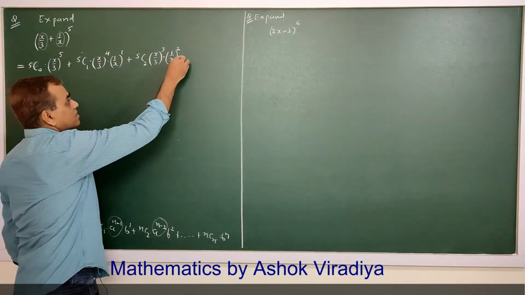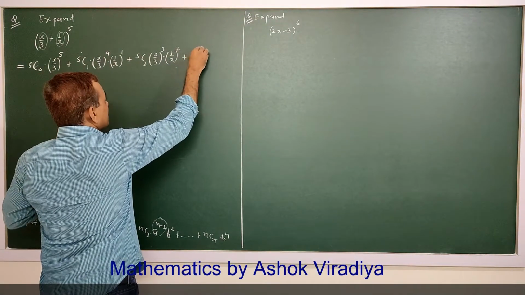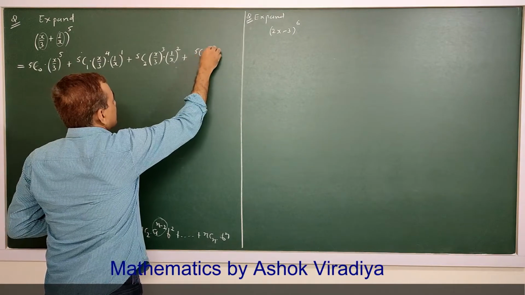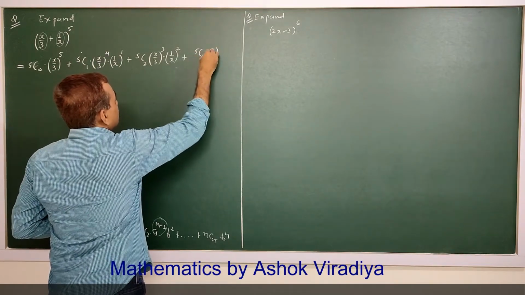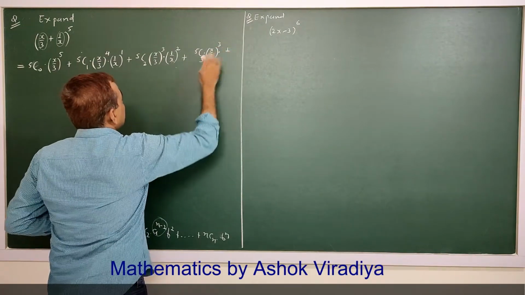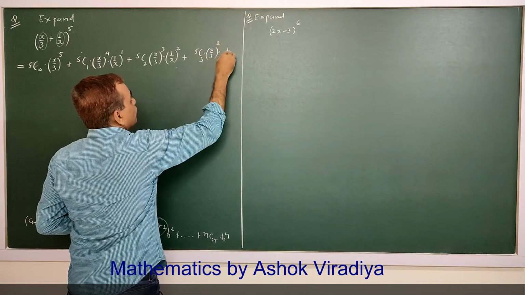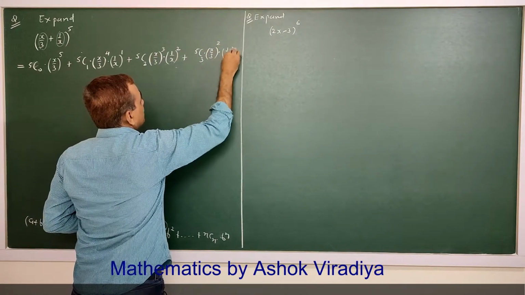Then plus 5C3 a raised to, see here it was 3, now 2, and b raised to 3.